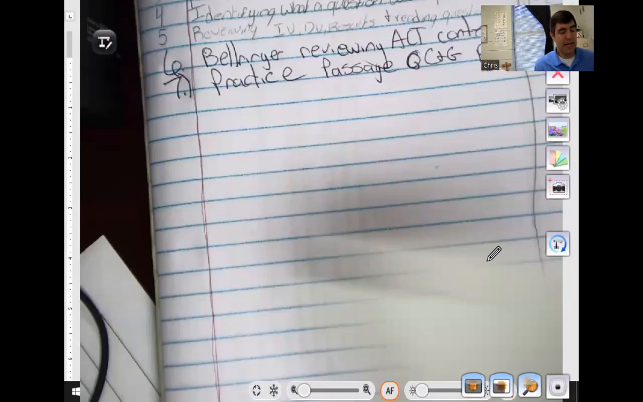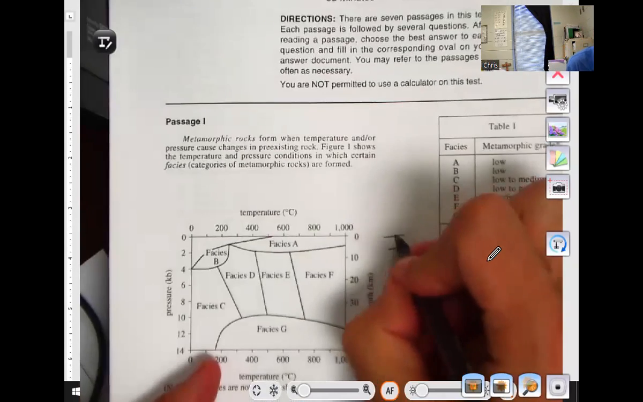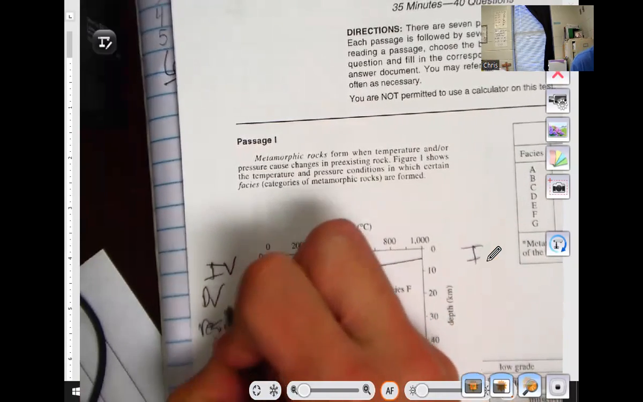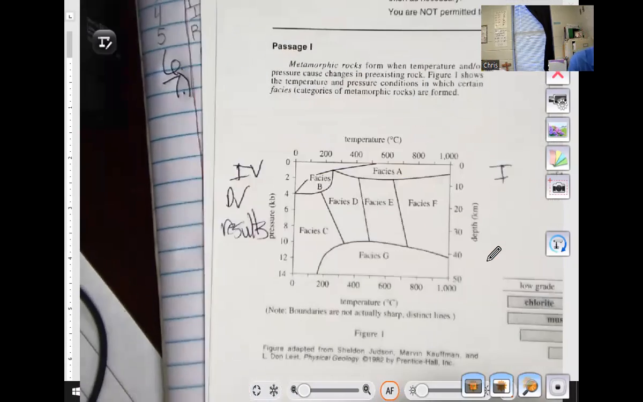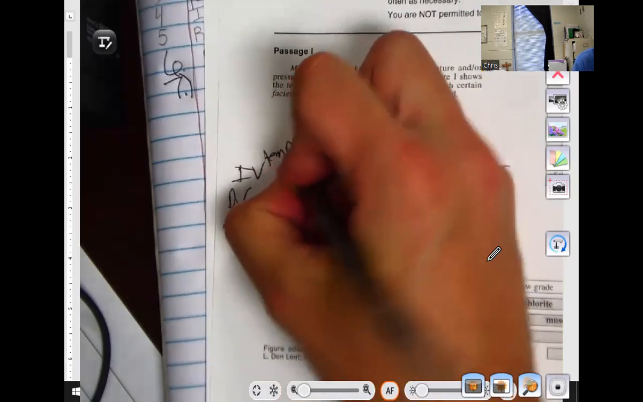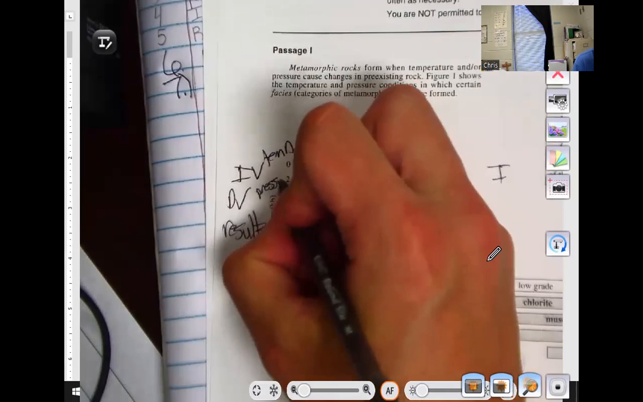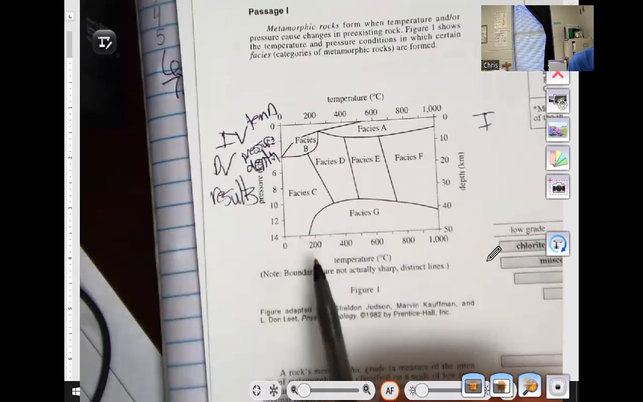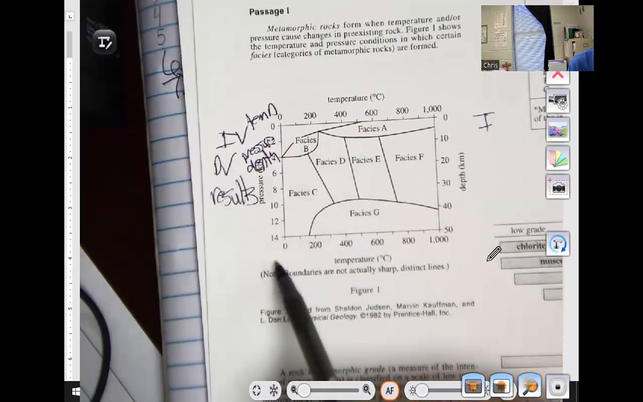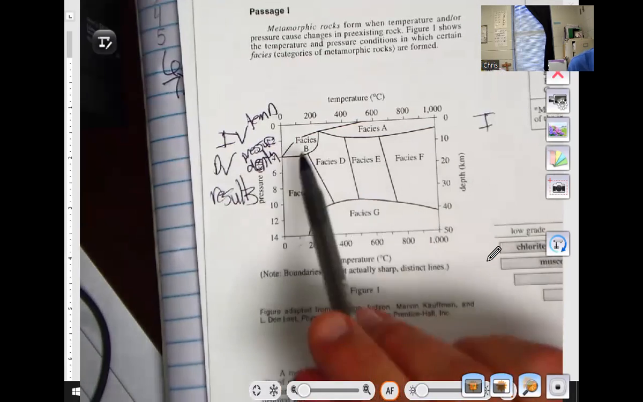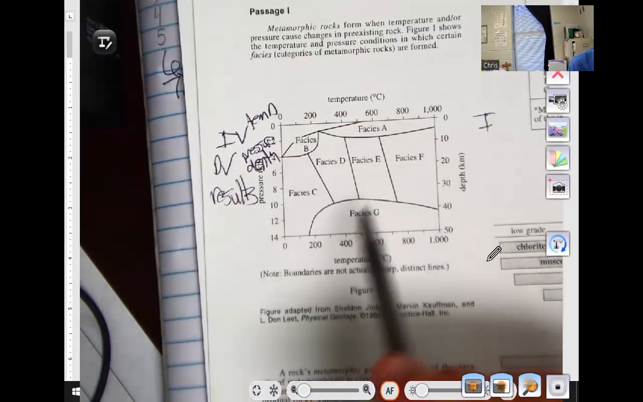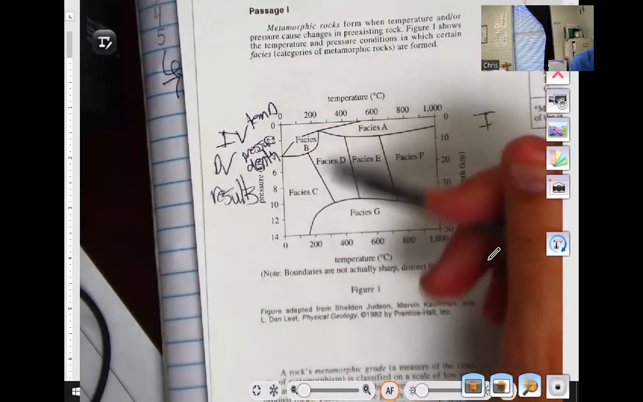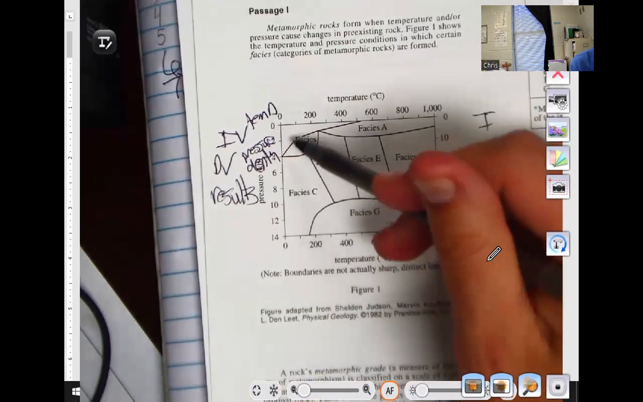All right. You're going to need to write over here on the side, IV, DV, and results. Okay. All right. So the IV is the temperature, the DV is the pressure and depth. And what are the results? As our temperature increases, or as our depth increases, what does our pressure do?